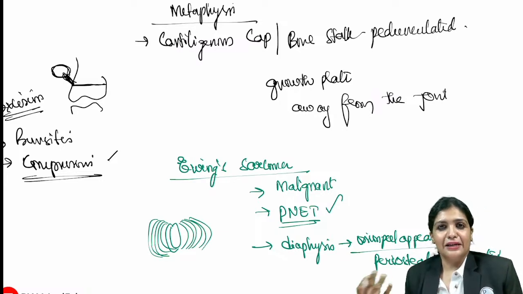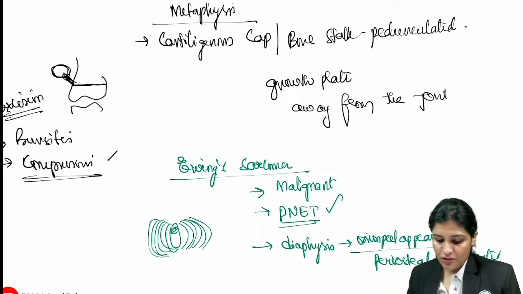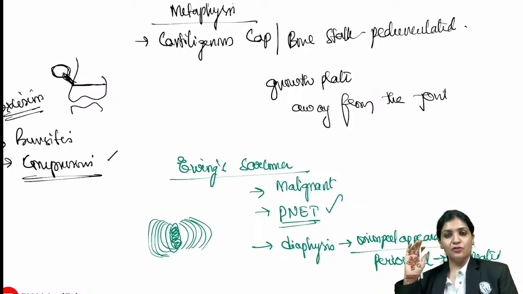Yeah, exostosis is another name for osteochondroma. Now here the periosteal reaction. So this is the onion peel appearance in case of Ewing sarcoma.